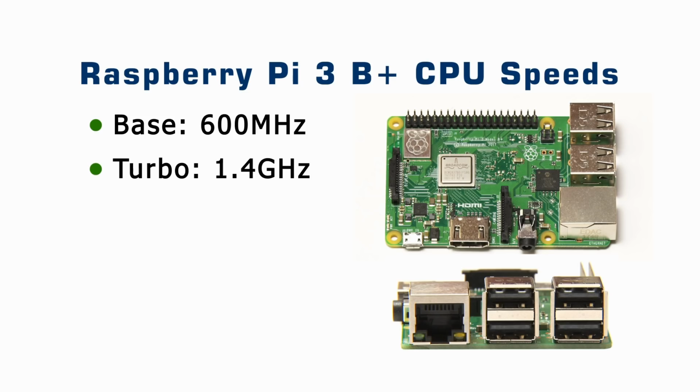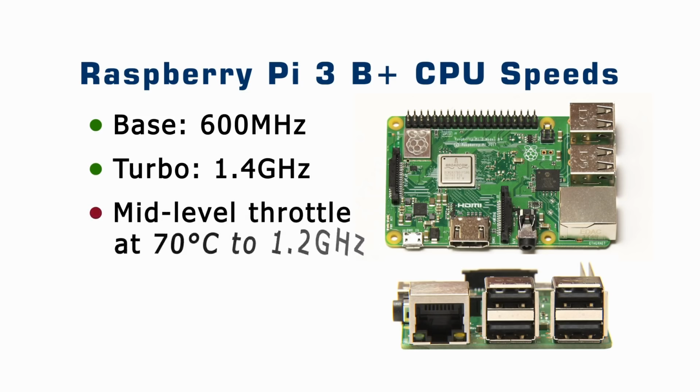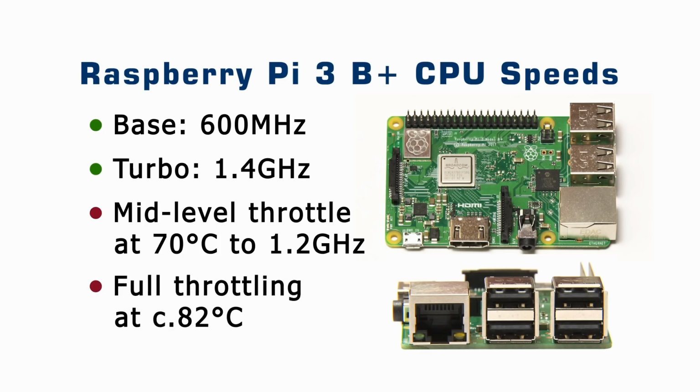However, if the system on a chip heats up to 70 degrees, a mid-level throttle cuts in to reduce the turbo speed to 1.2 GHz. And then if the system on a chip heats up even more to somewhere over 80 degrees, it throttles back significantly to prevent damage to the chip. And what all of this means is that overclocking a Raspberry Pi 3 B Plus is all about increasing its turbo speed beyond 1.4 GHz while keeping its temperature below 70 degrees to stop any throttling.